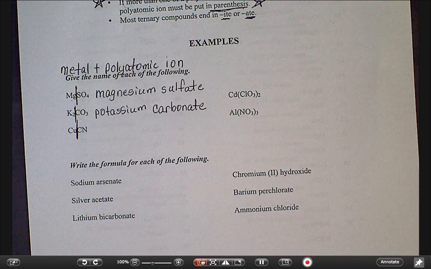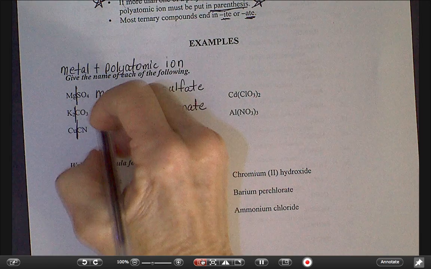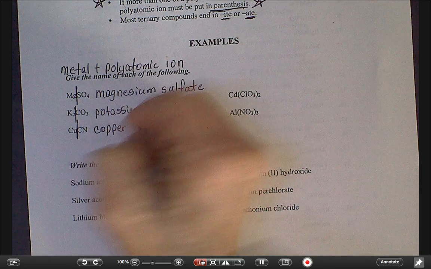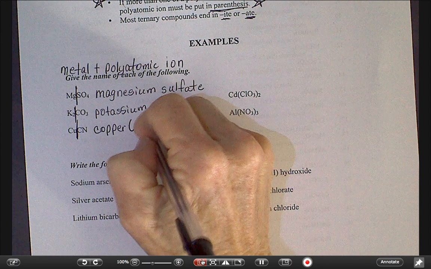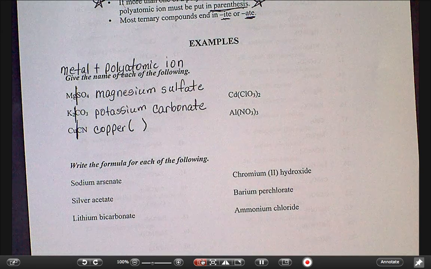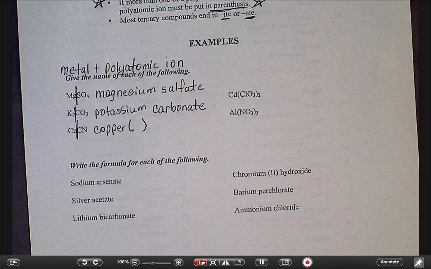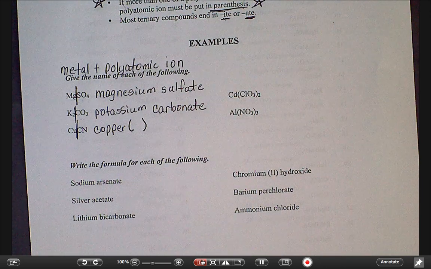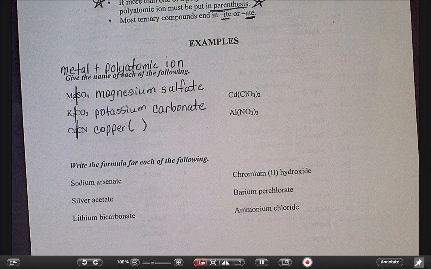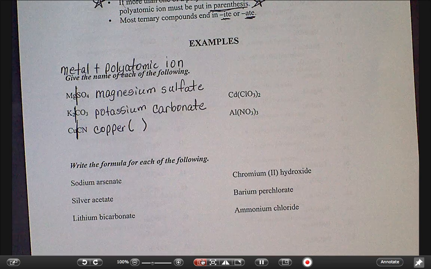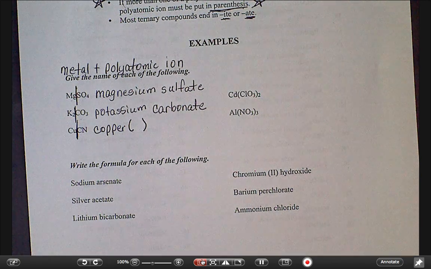Who is Cu? What is wrong with copper? It is. So we know we have to have a Roman numeral. Now, let's look at our formula. Can you tell that this is a 1-to-1 ratio? How do you know? No subscripts. Does everybody see that? No subscripts.